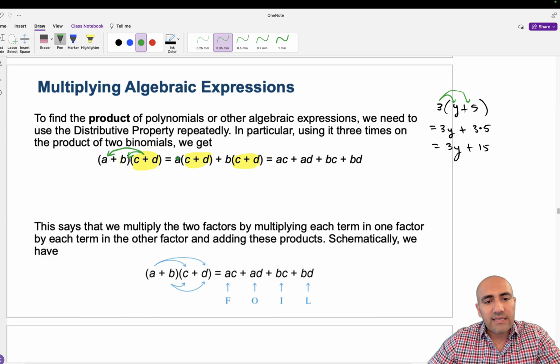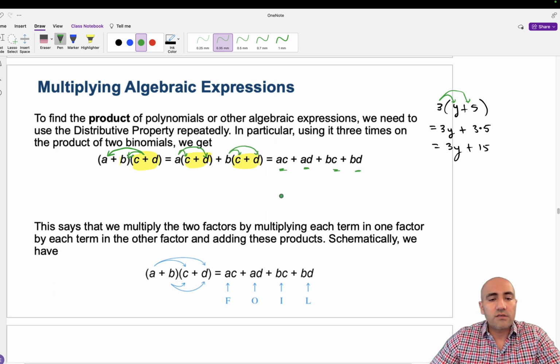And then we're going to do the distributive property one more time. This time we're going to take the a and distribute it there. So we get ac plus ad. That's where this and this comes. And finally, b times c and b times d to give us the last terms. So that's how we can figure out the multiplication of two binomials. That's just one way. Some of you might have learned a couple of other ways.